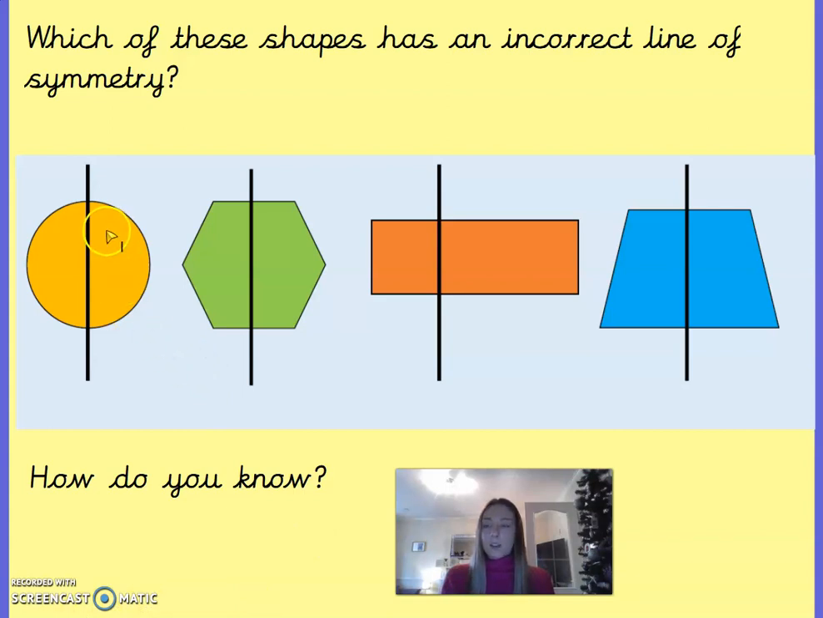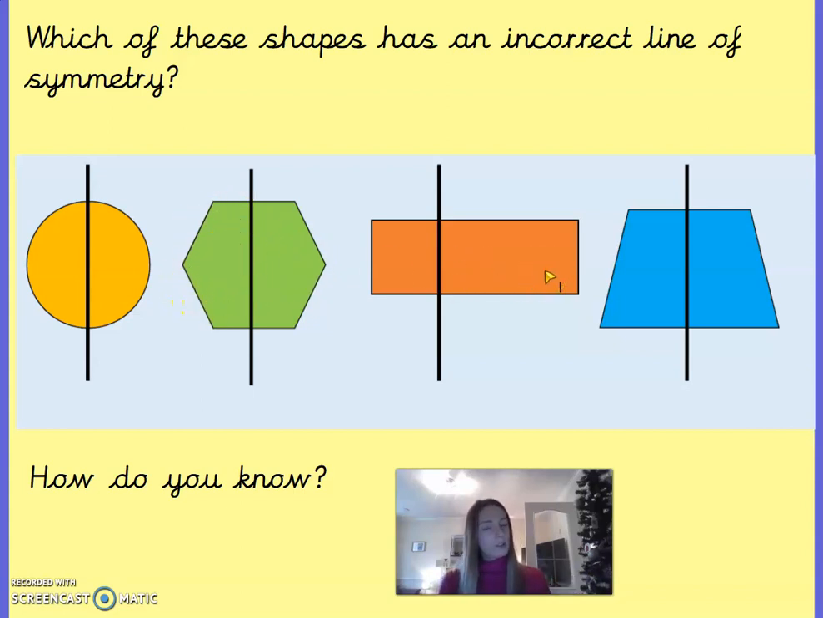So I'm going to start with the circle. It looks like it's identical on both sides. It's the same, so this one has been drawn correctly. Let's have a look at the hexagon. It's got 1, 2, 3 vertices this side, 1, 2, 3 vertices this side. It looks the same. It is symmetrical.